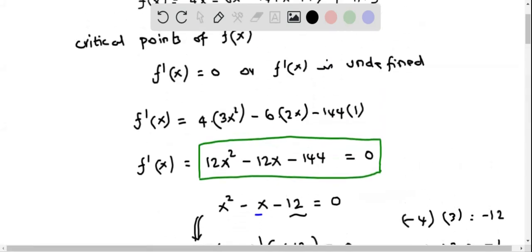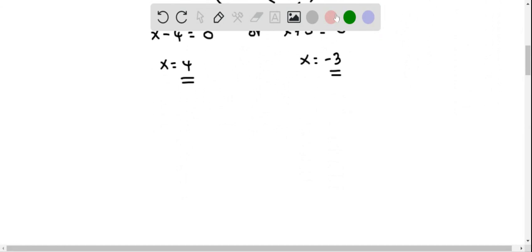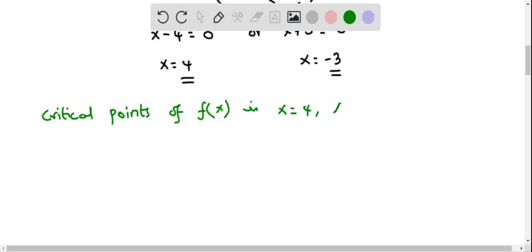Also notice that we have mentioned that f prime of x can be undefined, but clearly this quadratic function f prime of x is defined for all real numbers. So at no point of x is it undefined. So I have just ignored this condition and considered only f prime of x equals 0, and based on that we have determined the critical points. So let me write the critical points. The critical points of f of x are x equal to 4 and x equals negative 3.